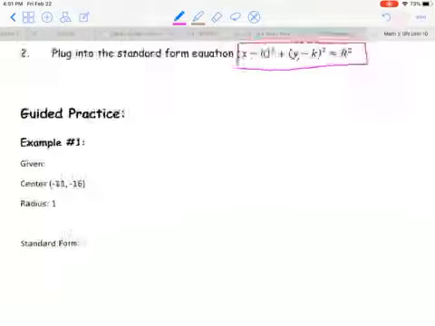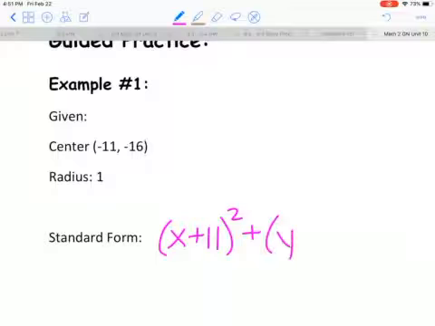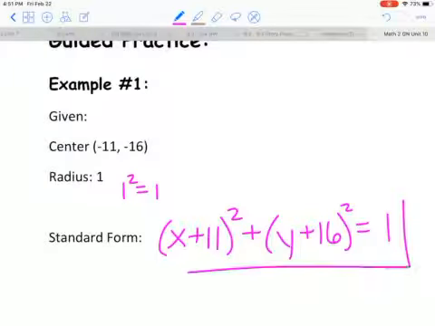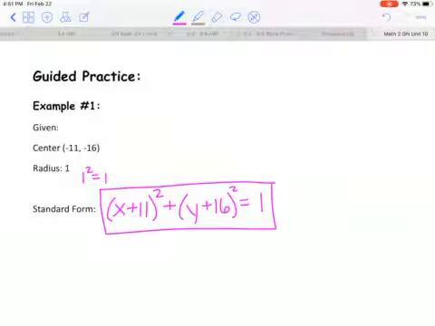So the first example, center -11, -16, radius 1. So remember the standard form is x minus h, so you change that sign. Y minus k, so you change that sign. And you square the 1. And that's it. So when you're given the center and radius, it's super easy. We're going to try it from a graph as well.